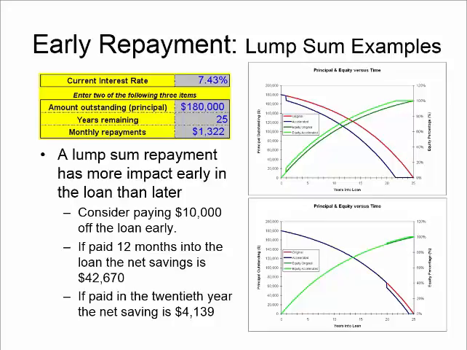If, however, the $10,000 is paid off only 12 months into the loan, the net benefit is $42,000. In other words, the early repayment of the same amount is actually 10 times as beneficial to the borrower. The graphs on the right-hand side of the slide illustrate the two repayment strategies and also the impacts on equity.